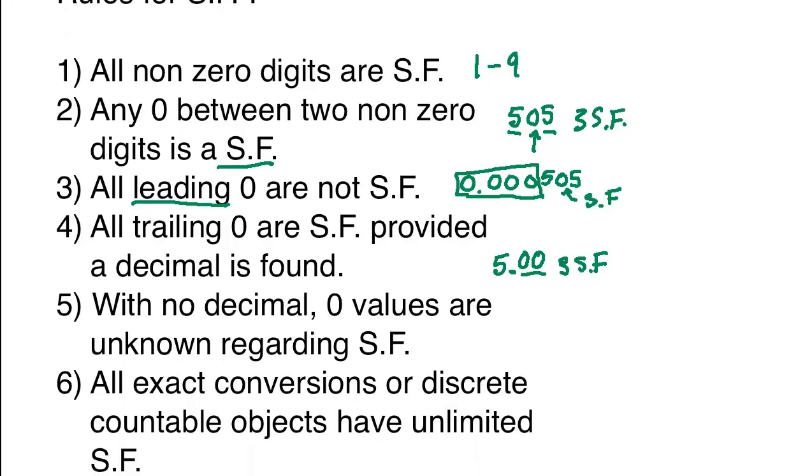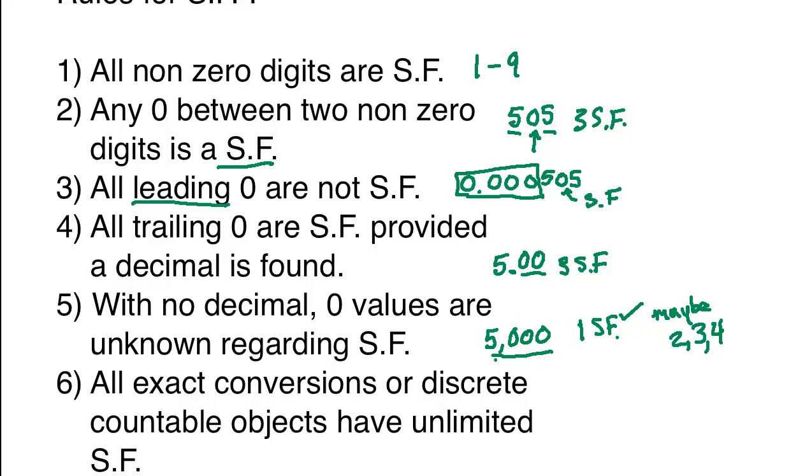Rule 5 handles that, and this one's a bit ambiguous as far as how we determine it. So with no decimal, zero values are unknown regarding significant figures. An example of this would be, what if I say I have 5,000 and I report a value this way? I don't put a decimal point there. What you could say here is that you are sure you absolutely have one significant figure, without a doubt. It could be 2, it may be 3, or it may be 4. Now it shouldn't go above 4 because there's only 4 values here.